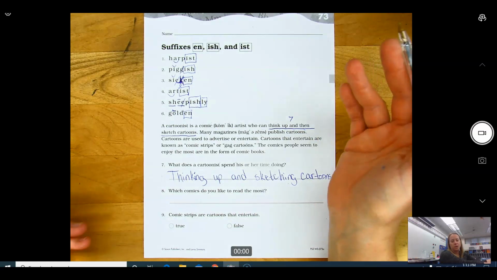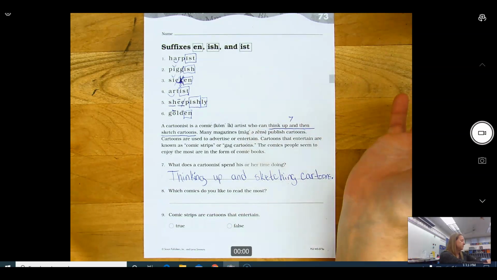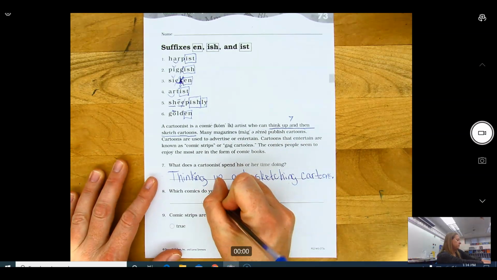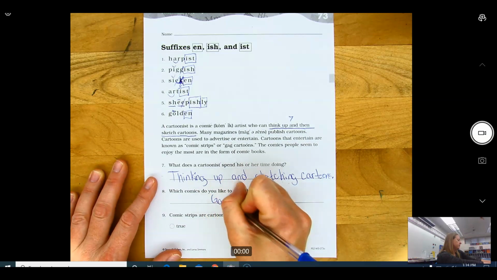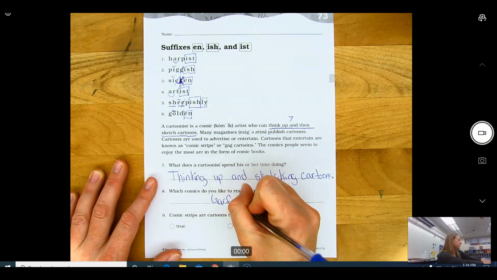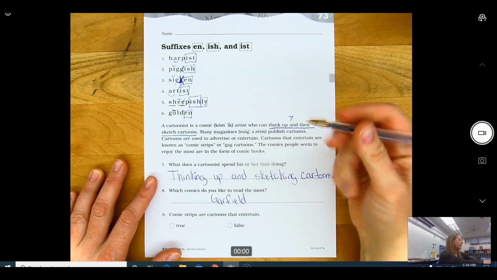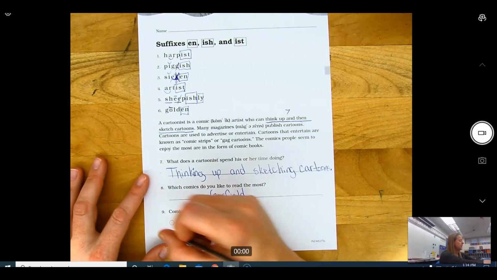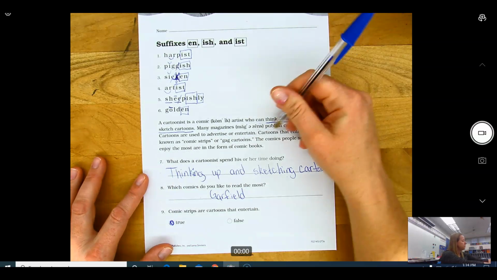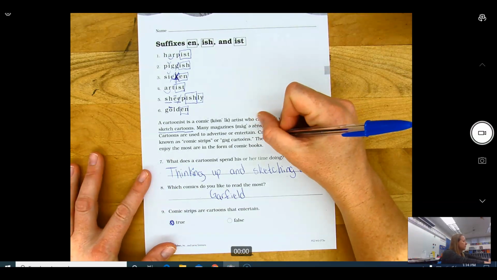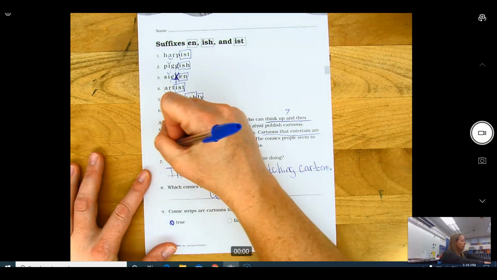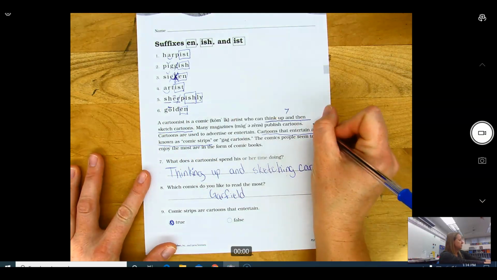So, which comics do you like to read the most? So this is your opinion. I'm going to say Garfield. Garfield is comic. Okay, comic strips are cartoons that entertain. True. And that tells you right here. Cartoons that entertain are known as comic strips.